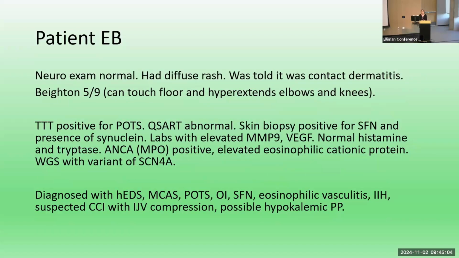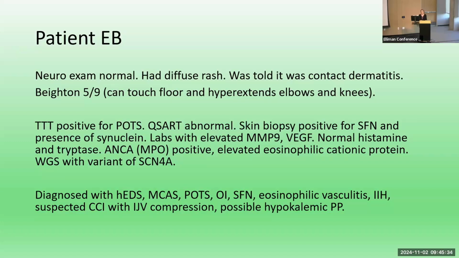He did have a diffuse rash on exam that wasn't eczematous, so it was a different kind of papular rash. He was told it was a contact dermatitis. His Beighton score was a 5 out of 9. I still do that in the clinic. I'm not a huge fan of the Beighton score, because I don't think it really tells you about the connective tissue of the patient. But regardless, I do it because it is an easy, objective test to do that you can record on the chart note. It was a 5 out of 9. He did hyperextend his elbows and his knees. He was able to touch the floor without bending his knees.